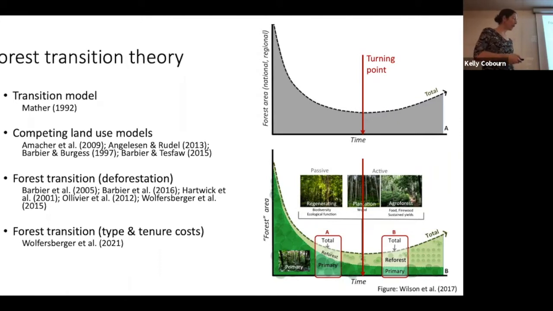So we'll be thinking about the role of forest composition throughout that forest transition, and also thinking about the role of this composition in providing ecosystem services that we think are important from an ecological standpoint.